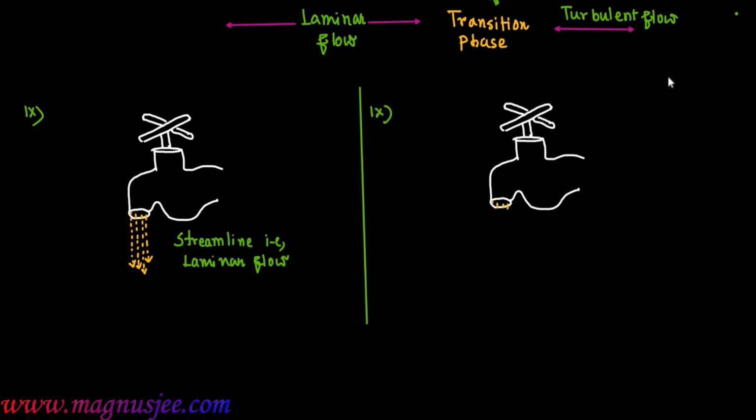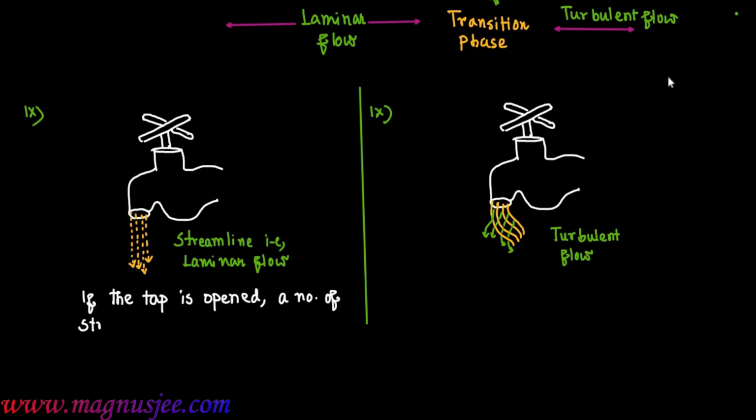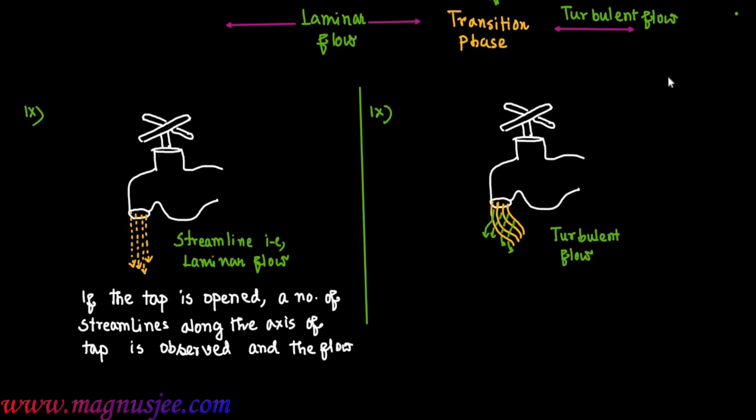On the right hand side, for turbulent flow, different layers of liquid or different lines will be flowing in this way, disorderly. These are the different lines along which liquid will be flowing, and this is obviously irregular flow, and it indicates that this flow is turbulent flow. If the tap is opened, a number of streamlines along the axis of the tap will be observed, and the flow of liquid through the tap will be streamlined.